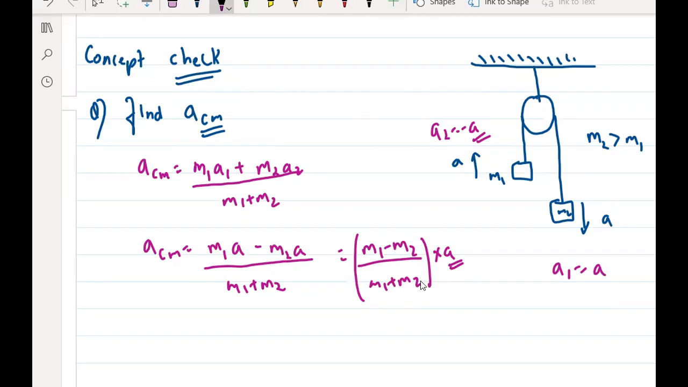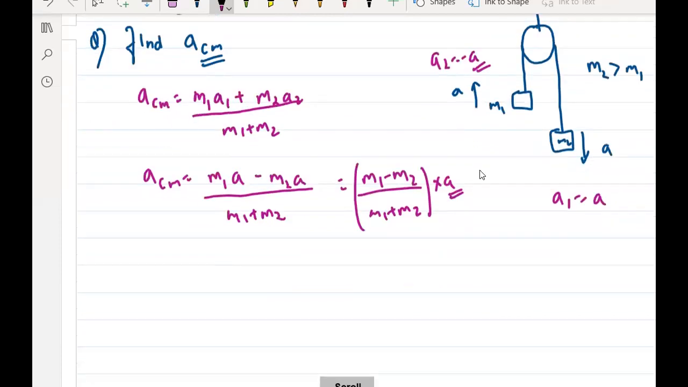This is the ACM, M1 minus M2 by M1 plus M2 into A. Now, how to find this A? I guess all of you already know how to find this A, acceleration of center of mass, right? What is A? Tell me. A is equal to, you can use the concept of NLM. If you use the concept of NLM, think about it.